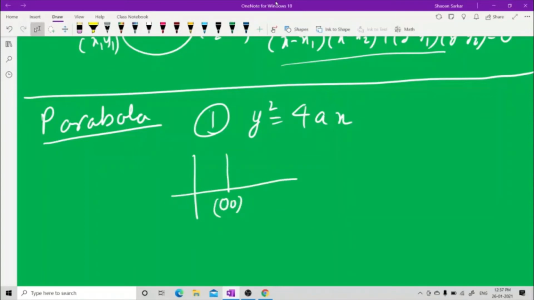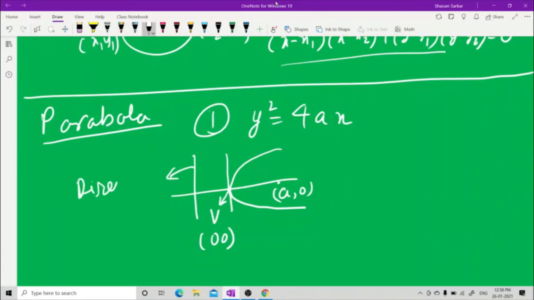This is my vertex, V, at 0, 0. This is the way the parabola will go. This is the focus, a comma 0. This is the directrix, x equals minus a.